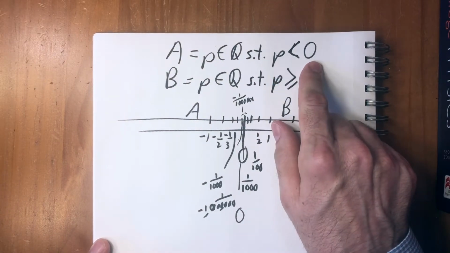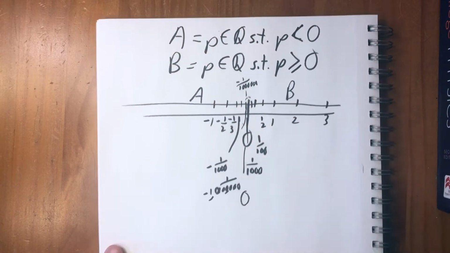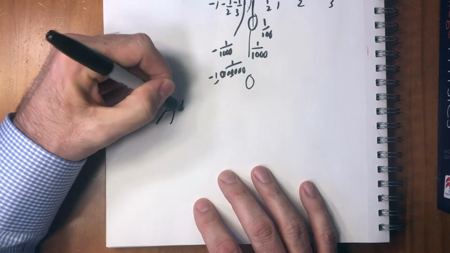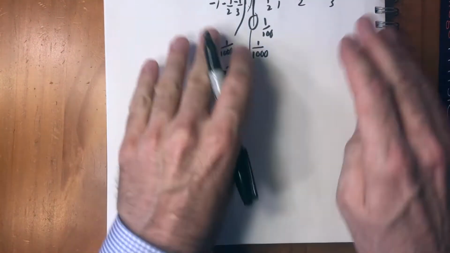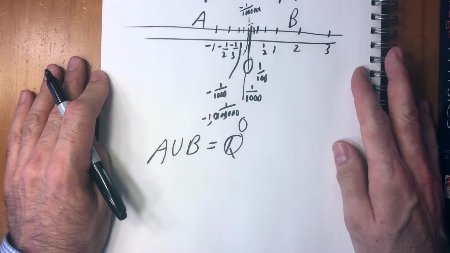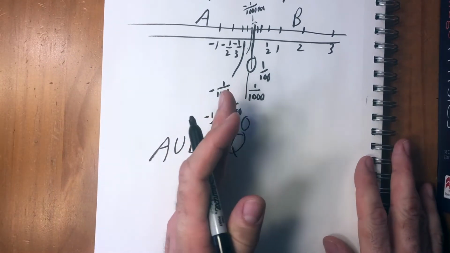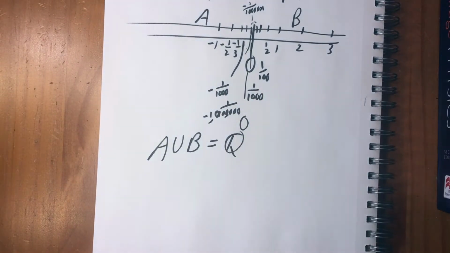We have that A is everything less than 0, B is everything greater than or equal to 0. If we take the union of A and B, together they cover all of the rational numbers. A is everything up to 0, B is everything greater than or equal to 0.